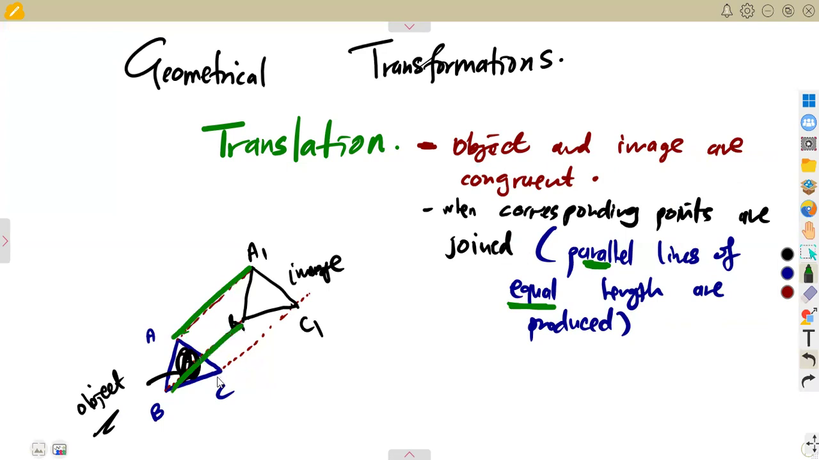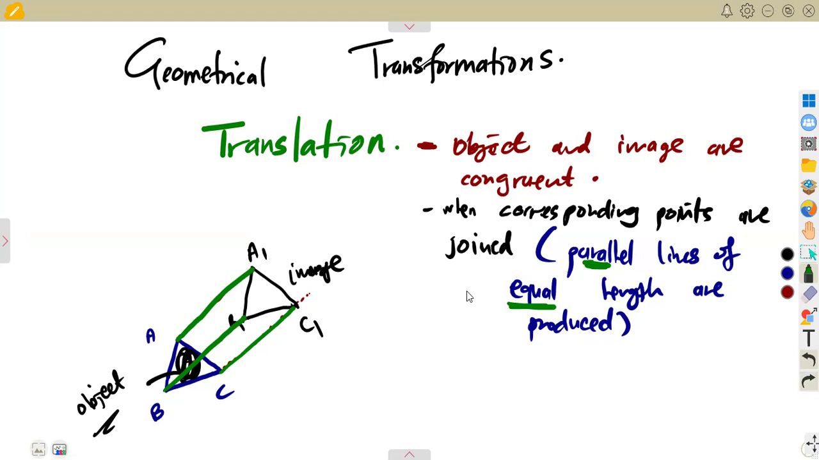Remember, parallel means these will never meet. So these lines will never meet. So these are the lines that I'm saying. They will be of equal length. If you join from A to A1 like this, B to B1, C to C1, you can measure even by just looking by sight. You see that they are of equal length or not. So if they are parallel and of equal length, therefore you can conclude now to say this is a translation.